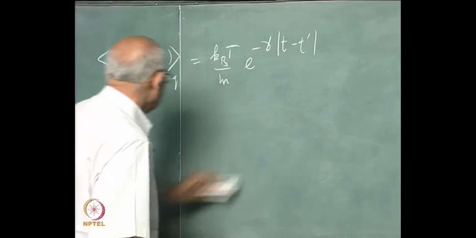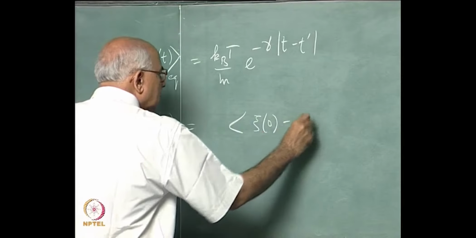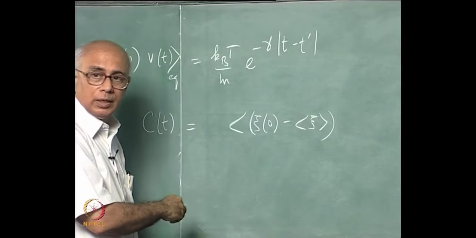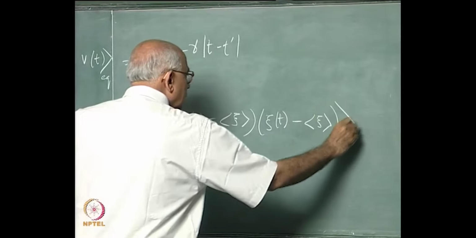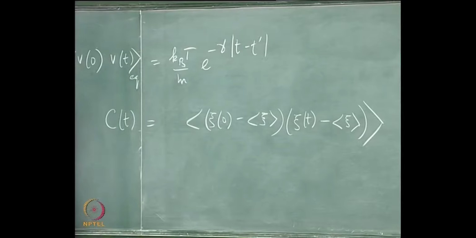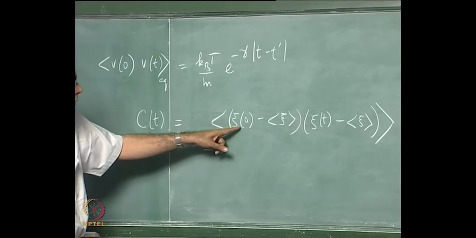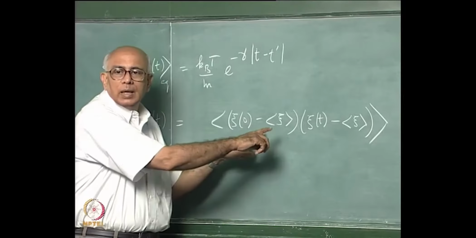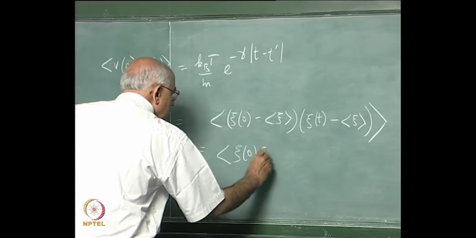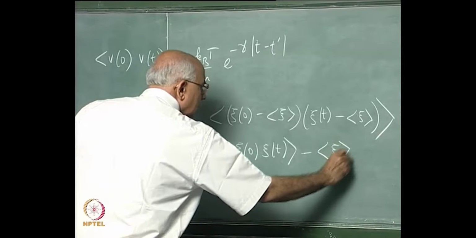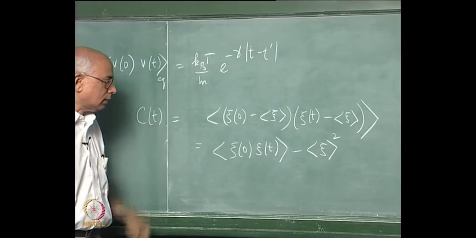The actual correlation function c of t would be defined as xi of 0 minus the average of xi, which is time independent if it is a stationary process, multiplied by this deviation from the average. This quantity would be the correlation function. But it is easy to check that this is the same as the average value of xi of 0, xi of t minus the average of xi, whole squared. So it is a generalization of the variance of the process; that is all that the correlation does.